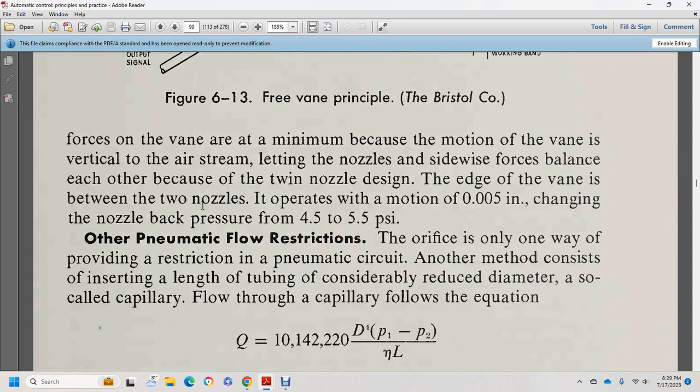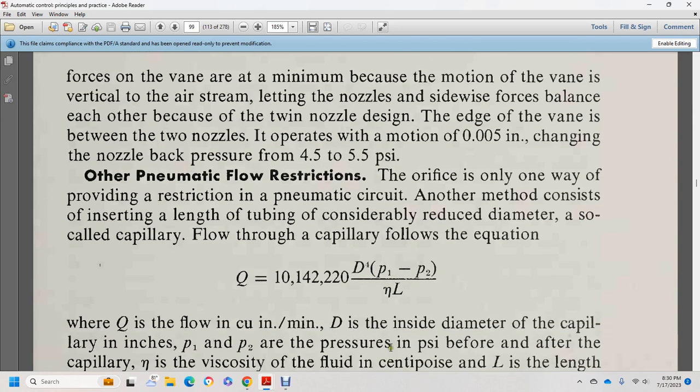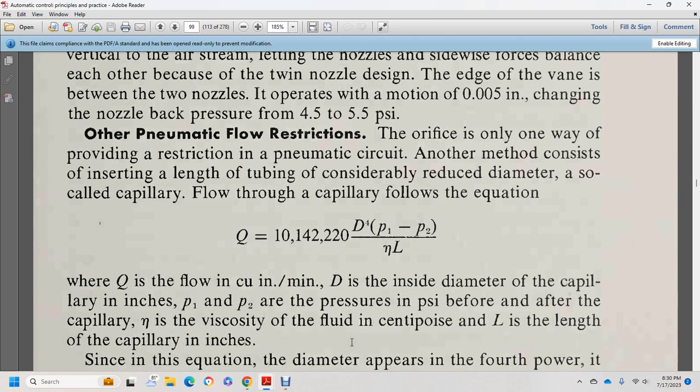Other pneumatic flow restrictions: an orifice is only one way of providing a restriction in the pneumatic circuit. Another method is inserting a length of tube with a considerably reduced diameter, called a capillary. Flow through a capillary is given by this equation: Q equals 10,142,220 times D to the fourth power times (P1 minus P2) over N, the viscosity of the liquid, times L, the length of the capillary in inches. Where Q is the flow in cubic inches per minute, D is the diameter of the capillary in inches, P1 and P2 are the pressures in psi before and after the capillary, N is the viscosity of the fluid in centipoise, and L is the length of the capillary in inches.